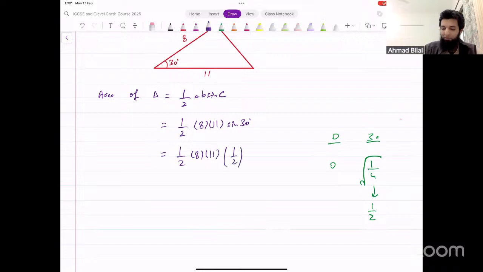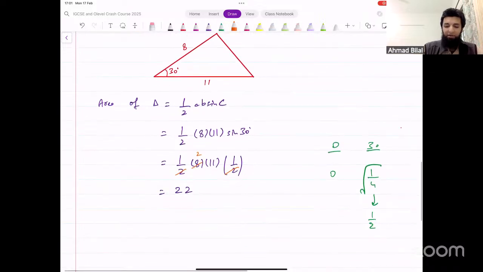The area of this triangle is going to be 8 times 11. 8 times 11 is 88 divided by 4. That will be 22 squared units. That's the result that you get. Or you could do some cancellation first to make it simpler. 2 times 11, that's just 22. That's the area of this triangle. Okay, so you'd have to use these exact values like this.